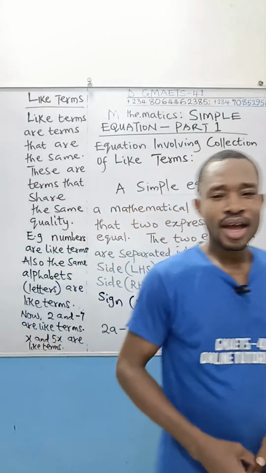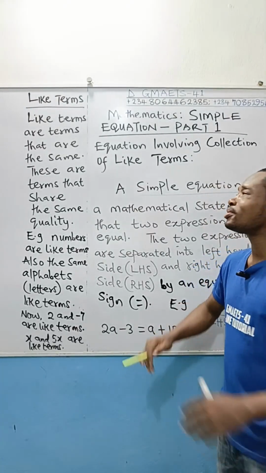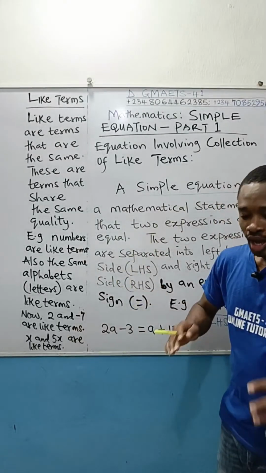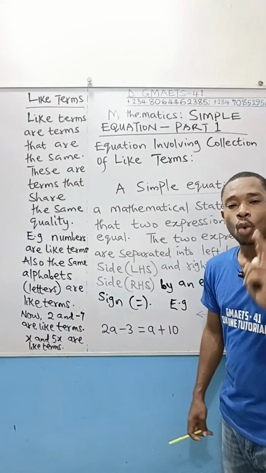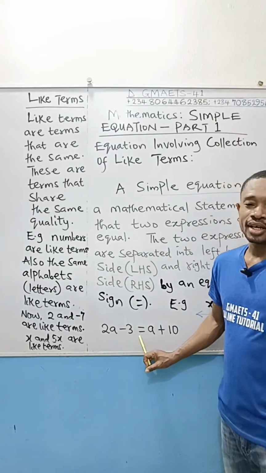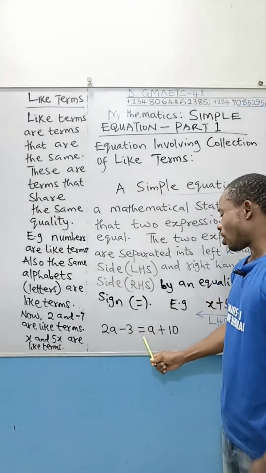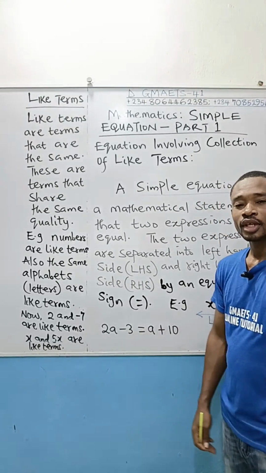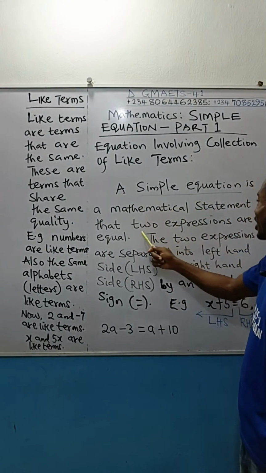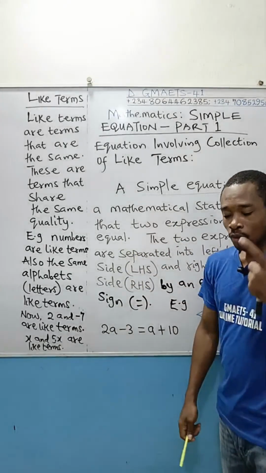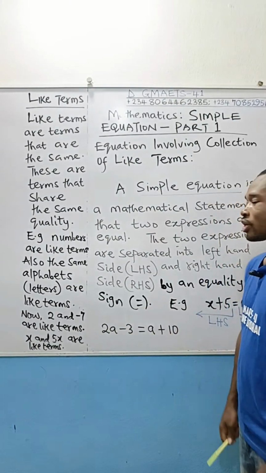Again, I ask, how do you know that this is an example of a simple equation? How do you know that it is an equation? And the answer is simple. If you look at this, it has equal to. The equality sign is there. So simply, I get to know that this is an equation because of this equality sign. Now, we say that a simple equation is a mathematical statement that two expressions are equal. What are the two expressions here? This is one of them, and this is the second expression.